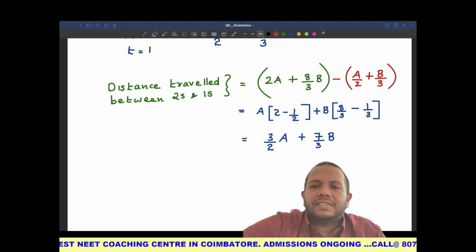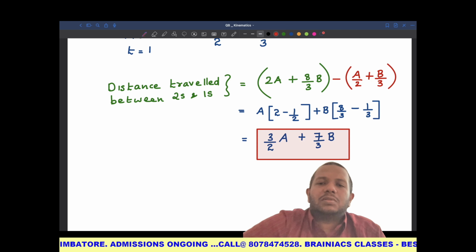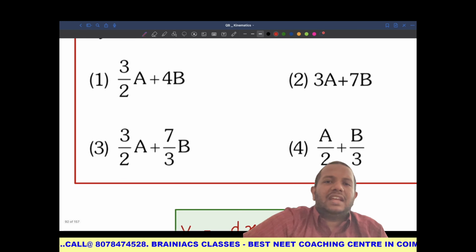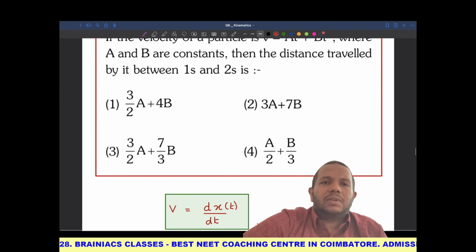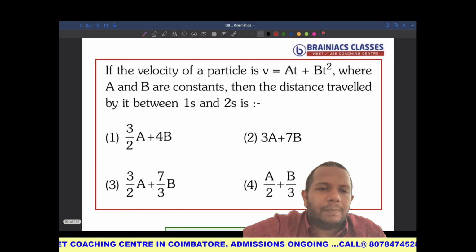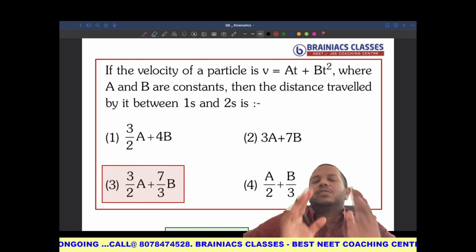Correct? So let us see whether this answer is present in the options. So let's go to the options. So when you look at the options, you can easily say, yeah, you have 3 by 2a plus 7 by 3b present here. So I can mark this as the answer. Okay. So I hope you understood the question.